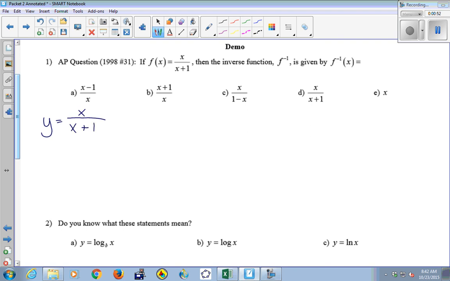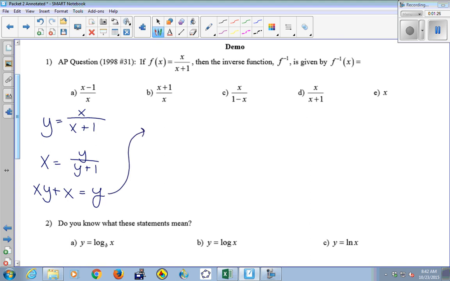I make all the y's x's and x's y's, so this becomes x equals. And then I want to solve for y, get y by itself. And when you have solved for y, you get the inverse function. All right, so what should I do next here if I want to solve for y? Sure. So I have xy plus x equals y. If I want to solve for y, I should probably get all the y's on the same side of the equation.